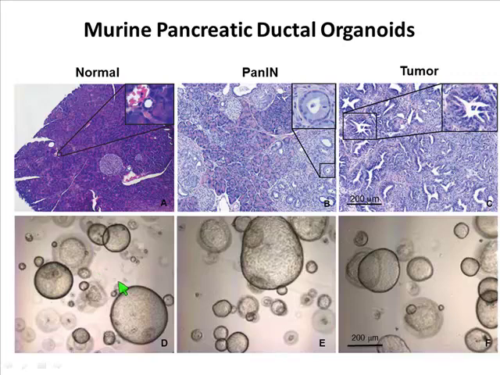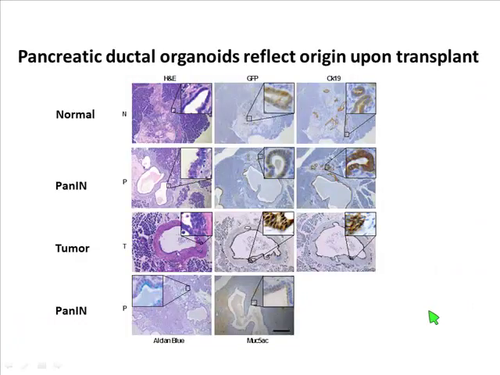There are a lot of variations on the theme. And they all look the same. So under the microscope, you can't tell them apart. You can only tell them apart when you transplant them back in. And when you do that, when you transplant normal tissue, it makes normal ducts. PanIN organoids make PanIN. Tumor turns into a high-grade tumor that does invade and metastasize.